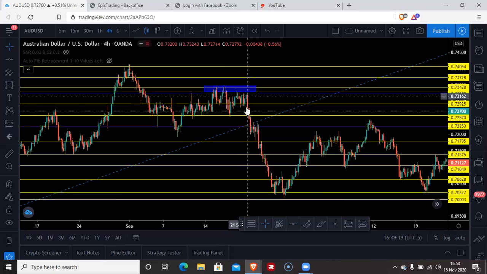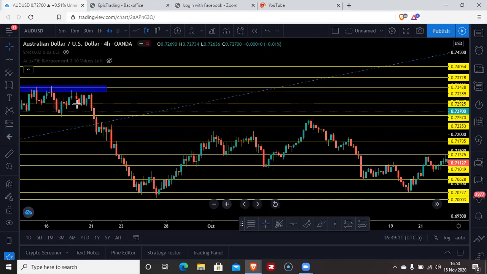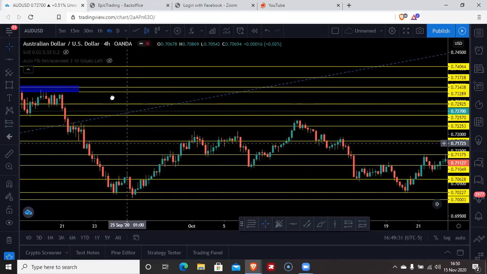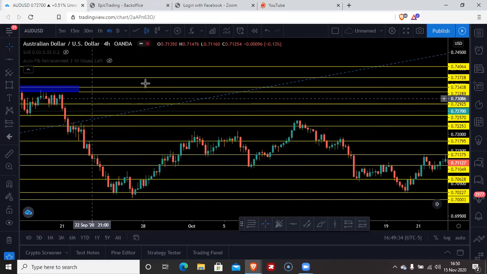And you see that strong engulfing candle. An engulfing candle is a candle that's bigger than the previous candle before it. So let me erase this blue box.